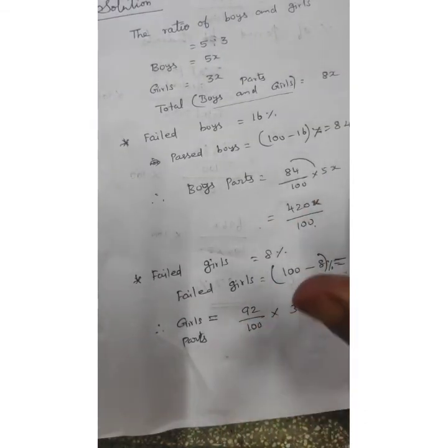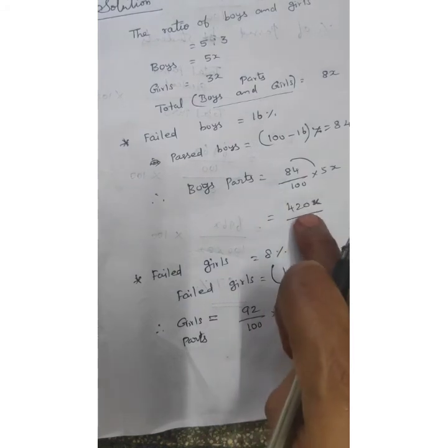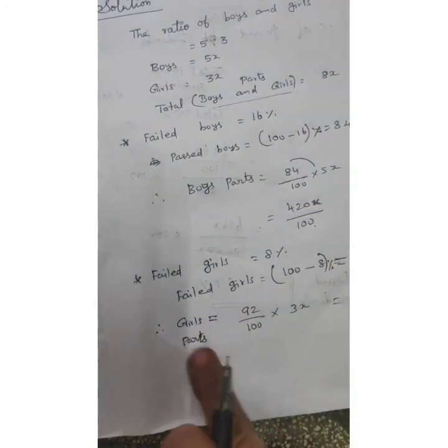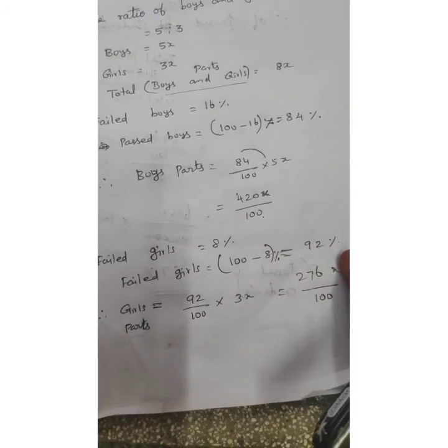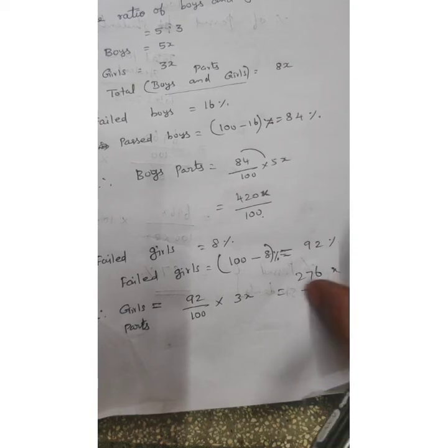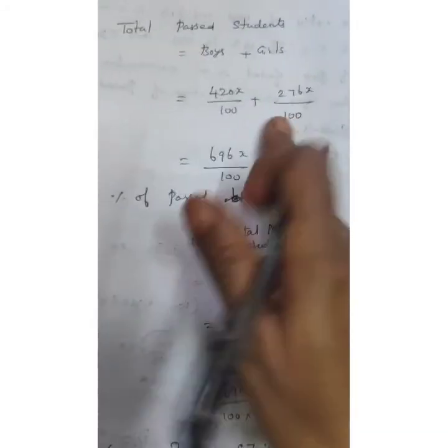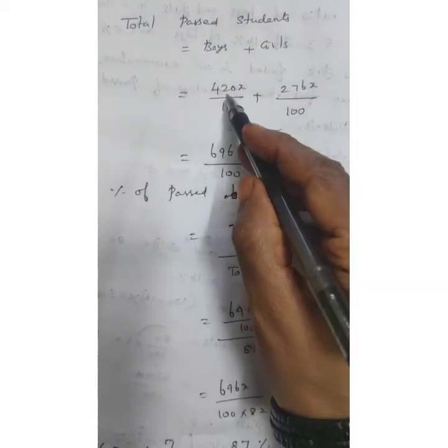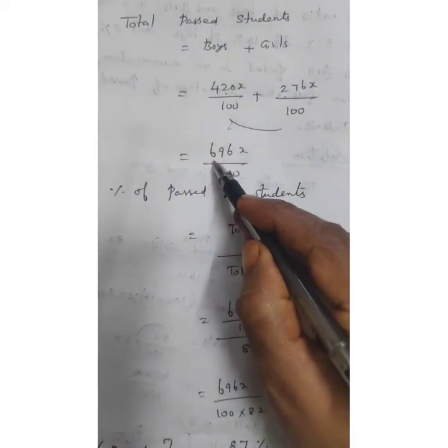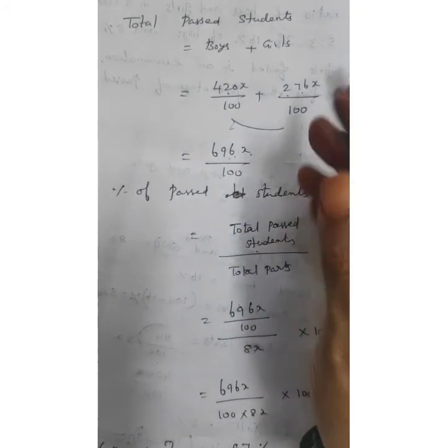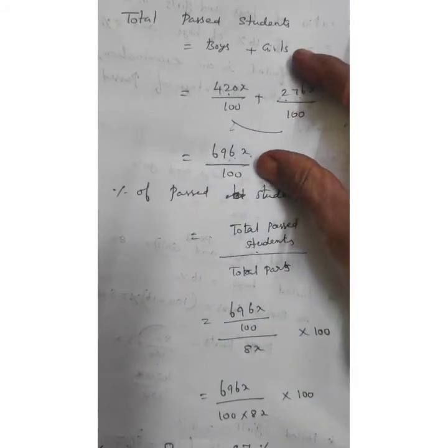Now we want the total passed students, boys total and girls total. Boys part equals 420x divided by 100. Girls part equals 276x divided by 100. Add these two first. This is the total passed students, boys plus girls. Both have the same denominator, write it one time. 420 plus 276 equals 696x. Now this is the passed students only.